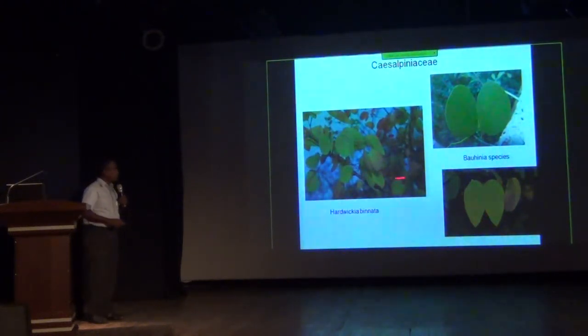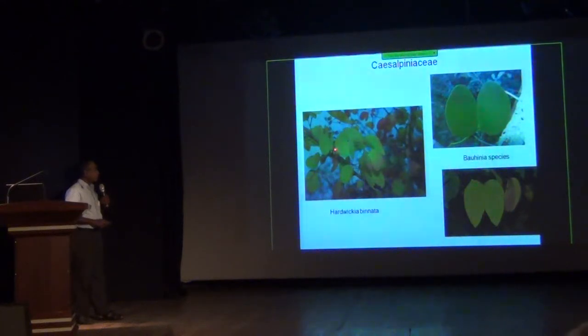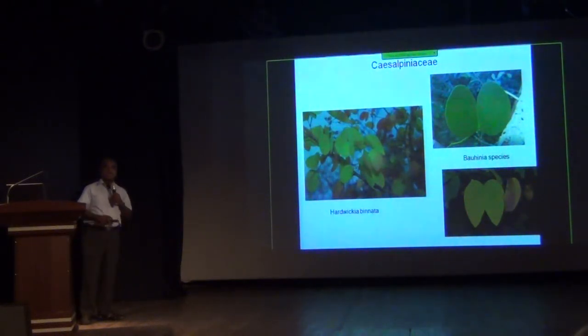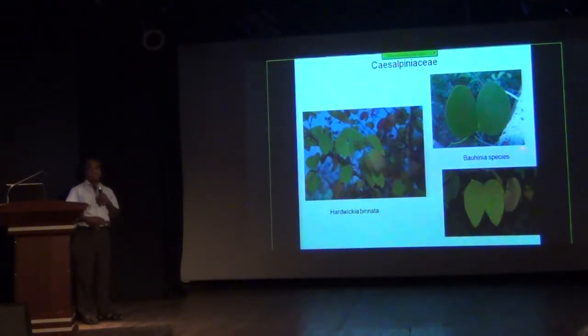And most of the time this will be confused with another plant called Hardwickia binata. I forgot the local name, where the leaf will be completely divided into two equal parts. You can see the gap in between these two leaflets. Whereas here, either it will be three-fourths united or sometimes half united. So nothing to worry. This is a signature character of the genus Bauhinia compared to the genus Hardwickia.